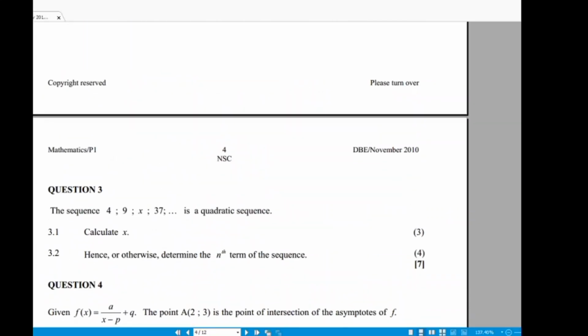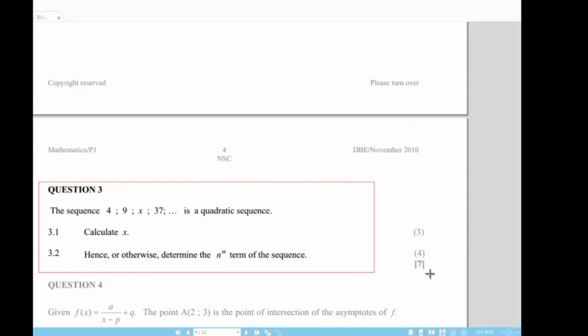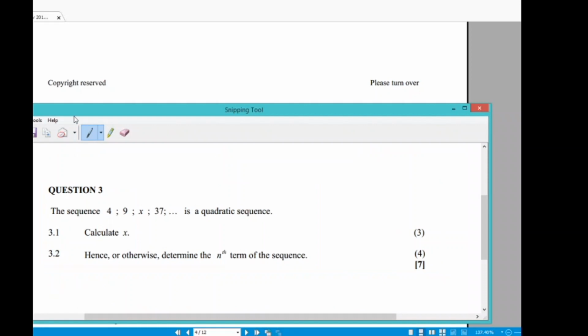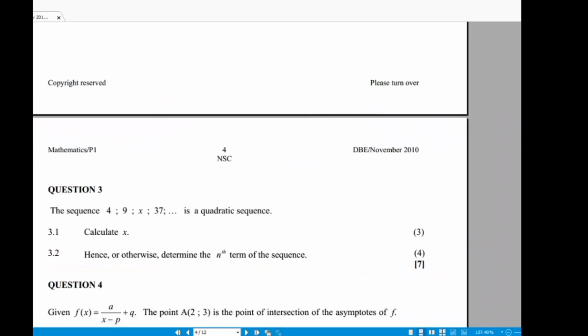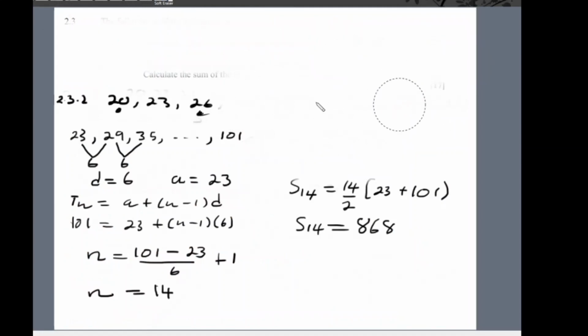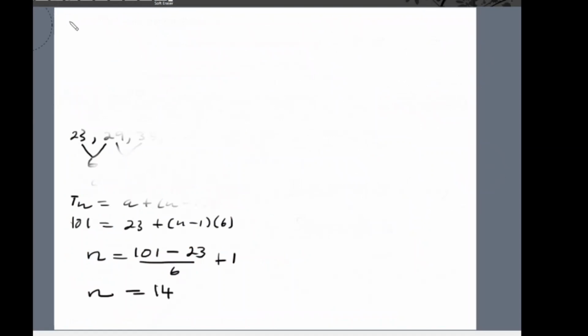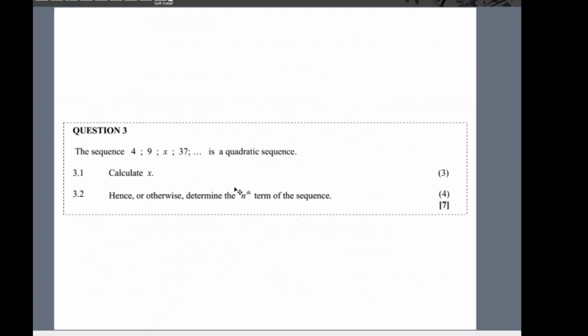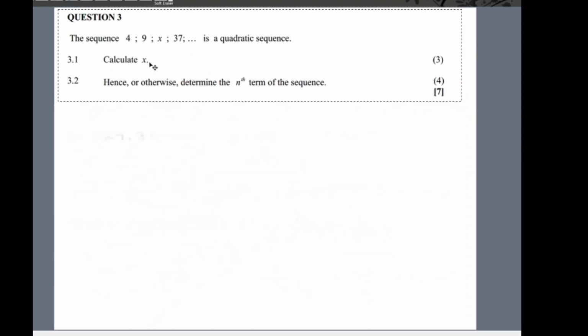Question 3 is on a quadratic sequence. They want us to calculate x and then find the formula for Tn. So let us copy question 3 and create space for question 3.